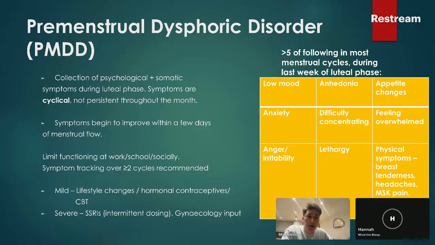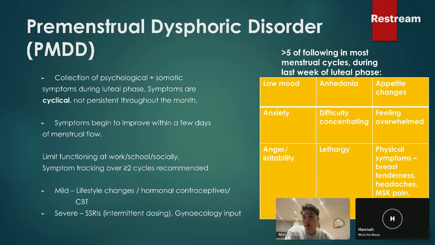And for the diagnosis, they need to have 5 of the following symptoms in most menstrual cycles during the last week of the luteal phase. So low mood, anxiety, anger or irritability, anhedonia, difficulty concentrating, lethargy, appetite changes, feeling overwhelmed, physical symptoms such as breast tenderness, headaches, MSK pain. And like I said, these symptoms have to limit functioning. And we recommend symptom tracking over 2 or more cycles.